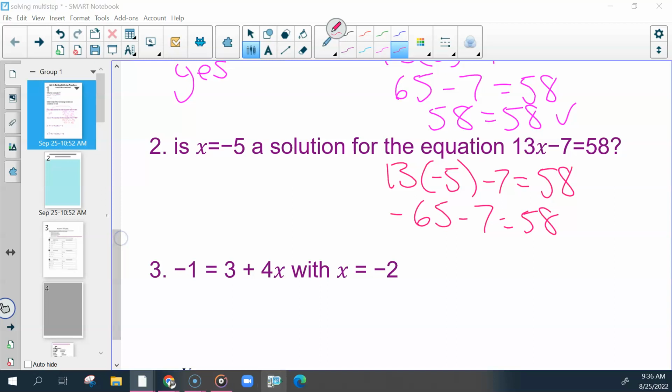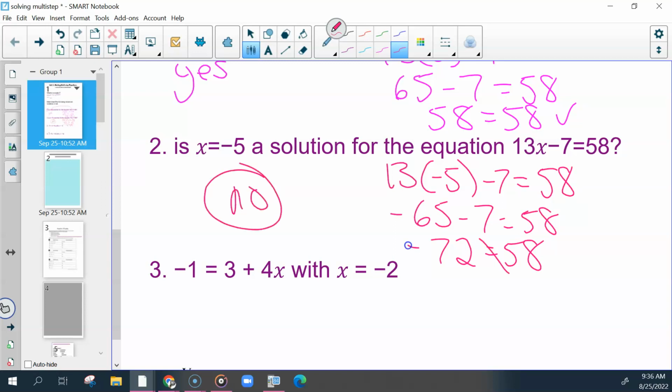I don't put my calculator up. When you press negative, make sure you're hitting the thing at the bottom, not the minus. And then for the minus, actually do minus. 72. So is this a true statement? Does -72 equal 58? No. So this is not a solution.